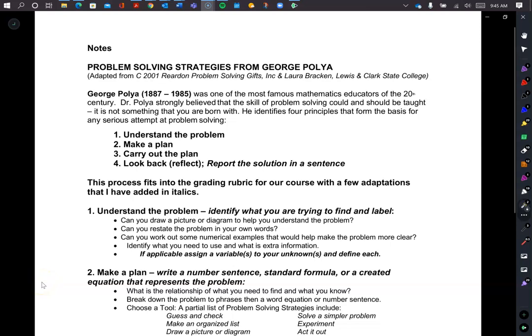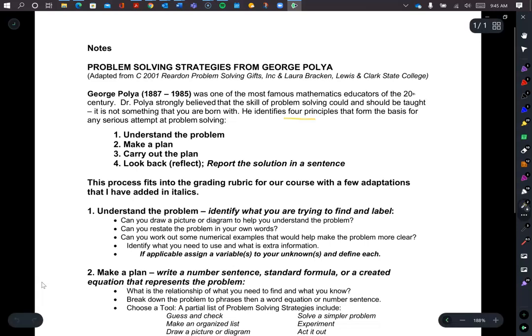In this video, I'm going to go through some problem-solving strategies. These were originally developed by George Polya quite a long time ago, so not too old, but he believed that the skill of problem solving could and should be taught. A lot of times people have trouble with word problems because they are at a loss of where to start. So this goes through a very explicit process.